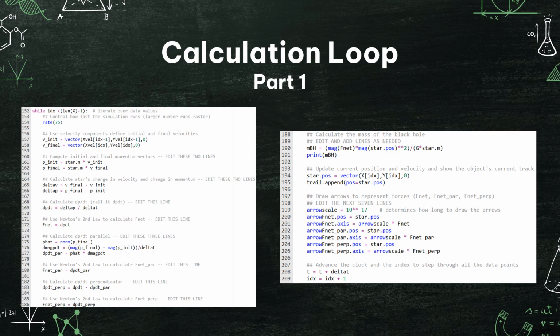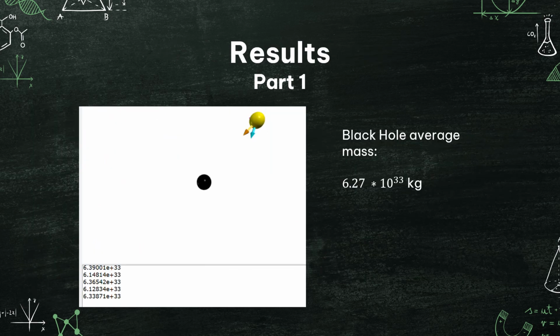The formula for dp dt parallel is also used and then subtracted from dp dt to find dp dt perpendicular. Finally, the mass of the black hole is determined using algebra on the formula for Fnet perpendicular. All the forces are then shown as arrows in the model. Here are the results from the code and the average mass found for the black hole.